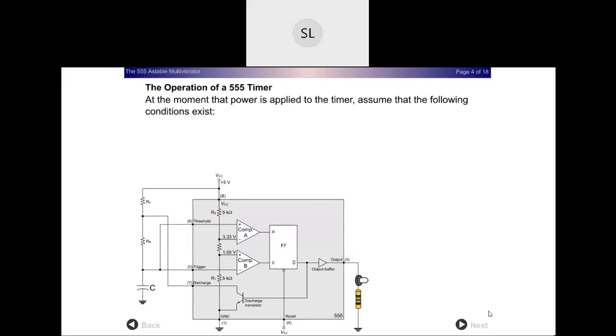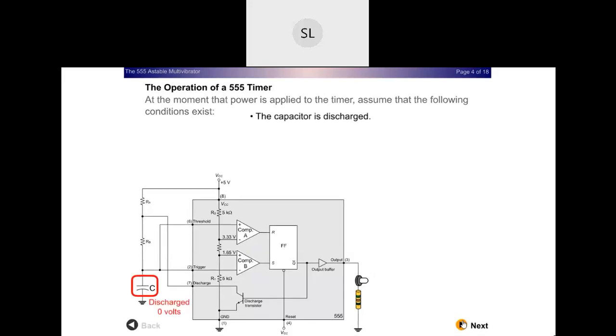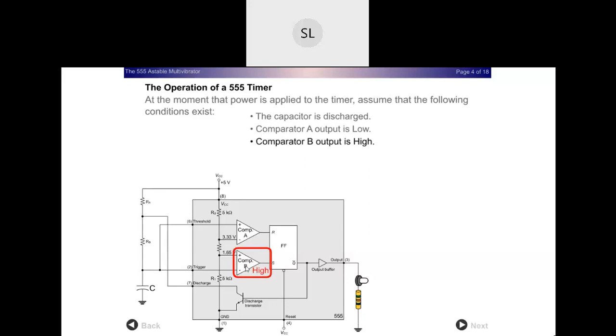Now see what happens when the supply voltage is applied to the multivibrator. Initially, the voltage across the capacitor will be 0 volts. Okay, and the output of this upper comparator is low, whereas the output of this comparator B will be high. Why? Because the non-inverting terminal of comparator B is at 1.65 volts, whereas the inverting terminal is at 0 volts.